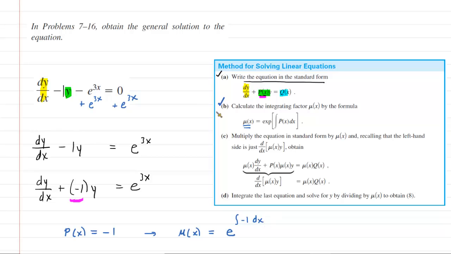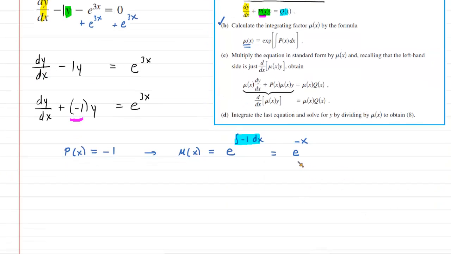Now what you need to do is figure out what this integral equals, of course. And the integral of -1 dx is just -x. So that means our integrating factor is equal to e to the -x. So there is our integrating factor.